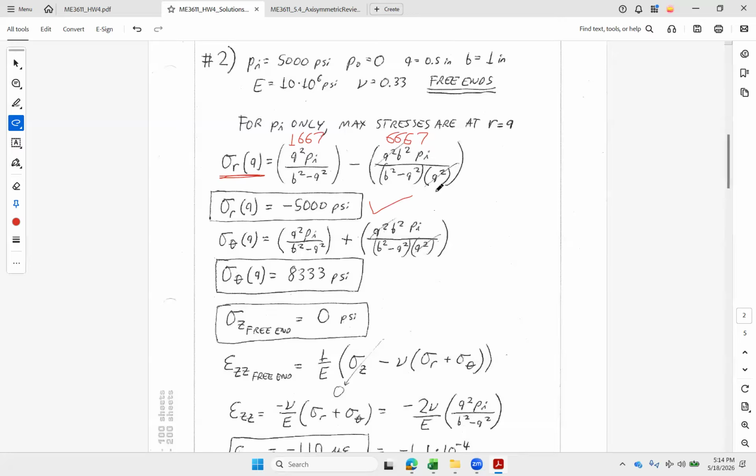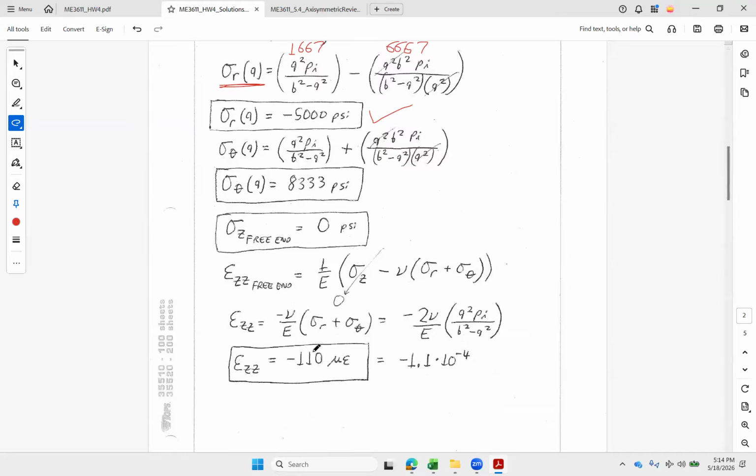All right. No stress on the free end case. If at least one end is free, no way to build up a load. And then epsilon ZZ for the free end. We're going to drop that off. We get minus 2 nu over E, right? Times that same 1667 number comes in right here, and we multiply it by our material properties. We see we get minus 110 microstrain, all right?